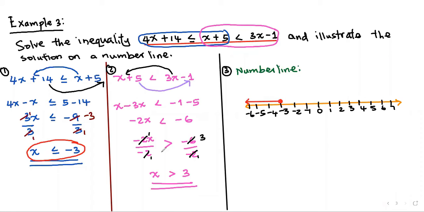Now, since that is finished, let us show x is more than 3. Since this is more than, we are going to use an open circle. So we go at 3, we use an open circle. Since we have more than, it implies that we are going to go to the right. So we go to the right.